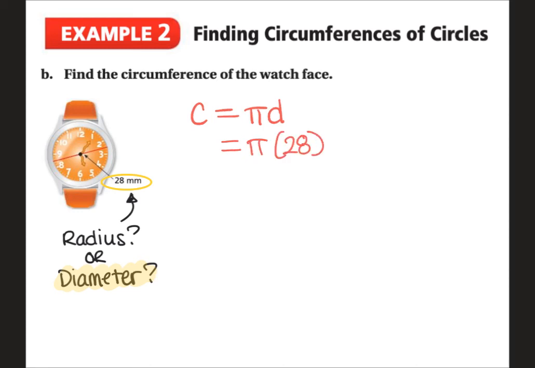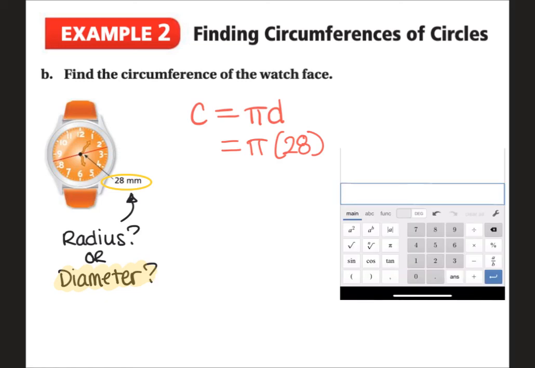I'm going to punch this into my calculator, and I am going to get 87.9645943 millimeters. And again, this is a really long decimal number, so let's try to round this one to the nearest one decimal place. And hopefully you're getting 88.0 millimeters.